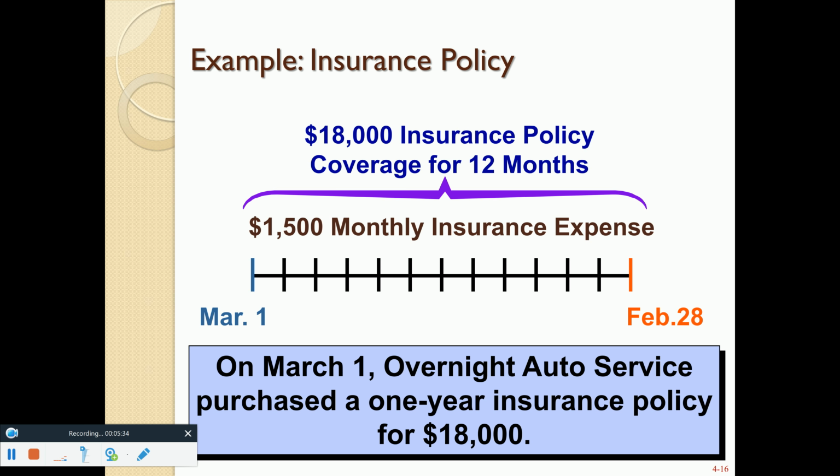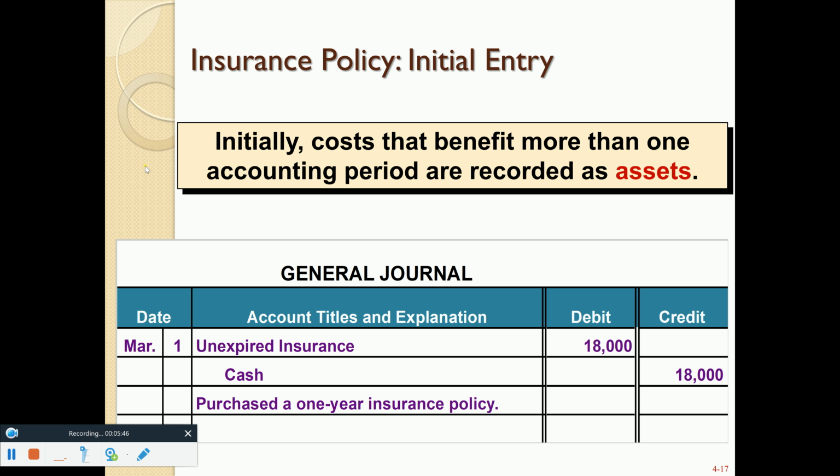So say on March 1st, we're sticking with our same company, Overnight Auto Service. They bought a one-year insurance policy for $18,000. Well, on that day, March 1st, we have an asset, and that asset is called unexpired or prepaid insurance. Actually, the word prepaid is more common in industry than unexpired. But the fact of the matter is, you have to know that on March 1st, when we bought that insurance policy, that is an asset.